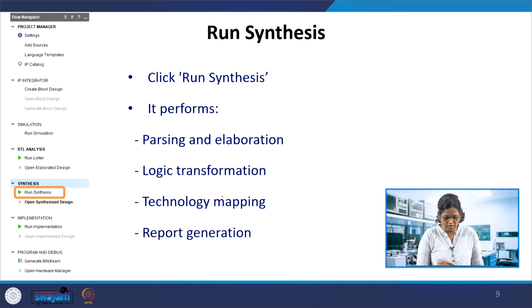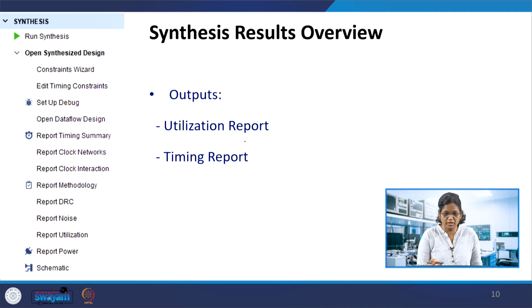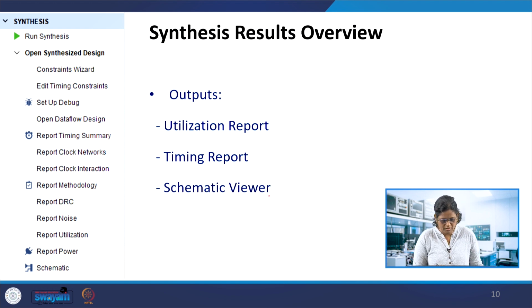After doing this mapping and translating your code into FPGA-understandable resources, you get the report generation, which has the utilization report, how many resources have been used, and the timing report, what the critical paths are. Those details are given in the timing report, and the schematic viewer, the technology schematic, is also generated as an output of the synthesis process.